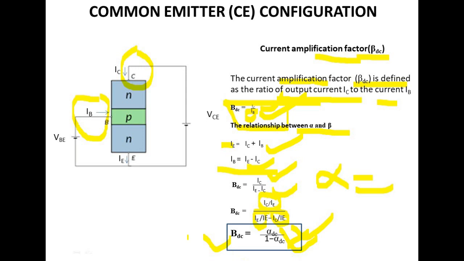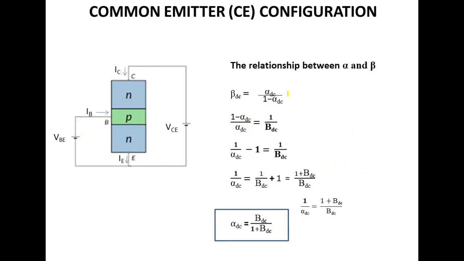Here we see that because alpha is always less than 1, so beta will be always greater than 1. So it is very clear that beta DC is much larger quantity than the alpha. So we see that in common emitter configuration, the current gain is far greater than in case of common base configuration. Because we have derived beta DC is equal to alpha DC upon 1 minus alpha DC, it means we have derived relationship of beta DC in terms of alpha DC.